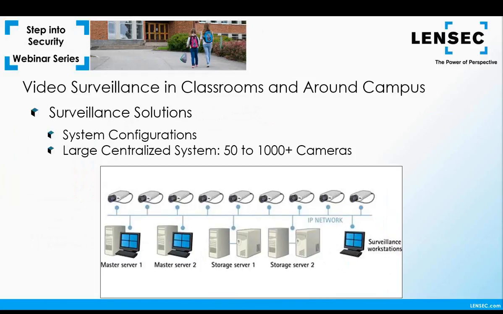In a large-sized installation requiring high performance and reliability in order to manage a large amount of data and bandwidth that will be needed, you might need a large centralized system. That could be anywhere from 50 to 1,000 plus cameras. Video data is transmitted to the central location and could be stored in a variety of storage devices. This type of setup is truly in need of enterprise management software, and this requires multiple servers with dedicated tasks.